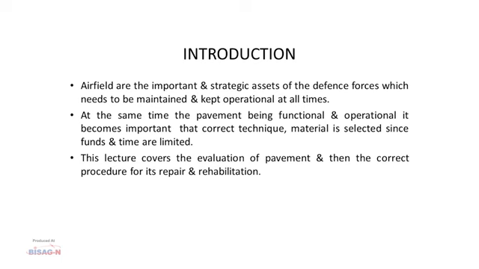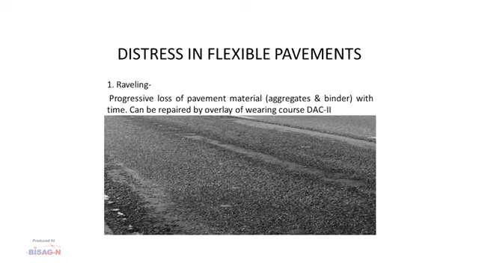if required. Coming to the distress in flexible pavements, the first and foremost distress is raveling. Raveling is basically the progressive loss of pavement material, the aggregate and the binder, with time. This can be repaired basically with a small wearing course layer, DAC 2, asphaltic concrete of grade 2.